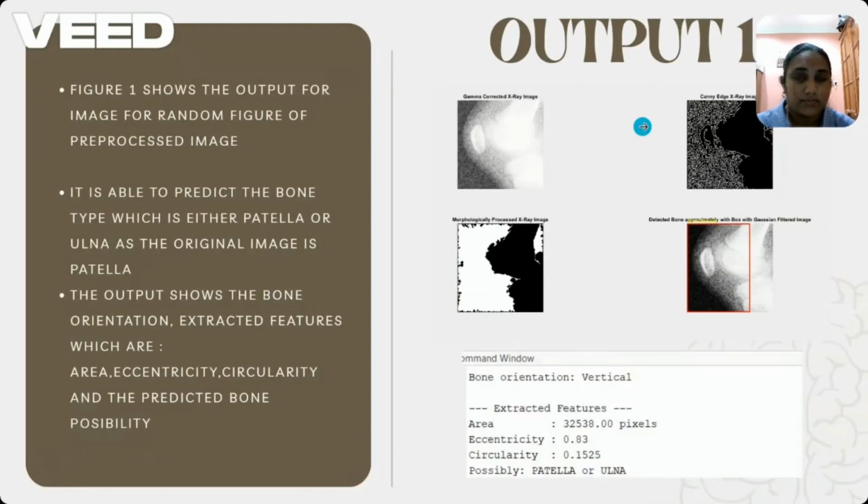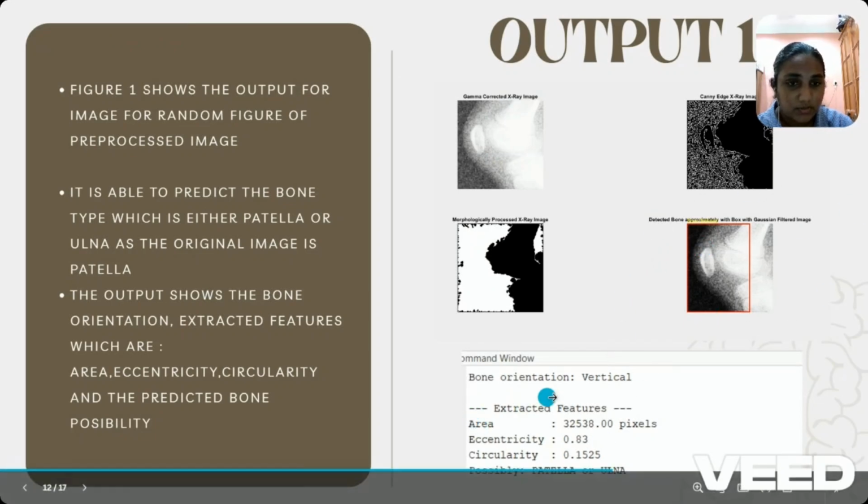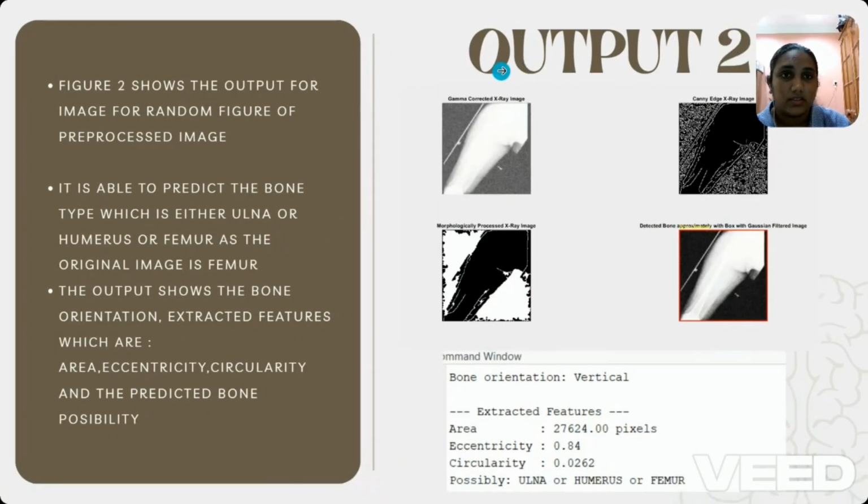So this will be the output for the testing images of the pre-processed one. So this will be the gamma corrected X-ray image, Canny edge, morphological process, and the detected bone with the box. It shows the bone orientation is vertical, extracted features will be the area, eccentricity, and circularity, and the predicted possibly bone is patella or ulna. So the original image of the bone is actually patella, and it is predicted properly based on the area, eccentricity, and circularity.